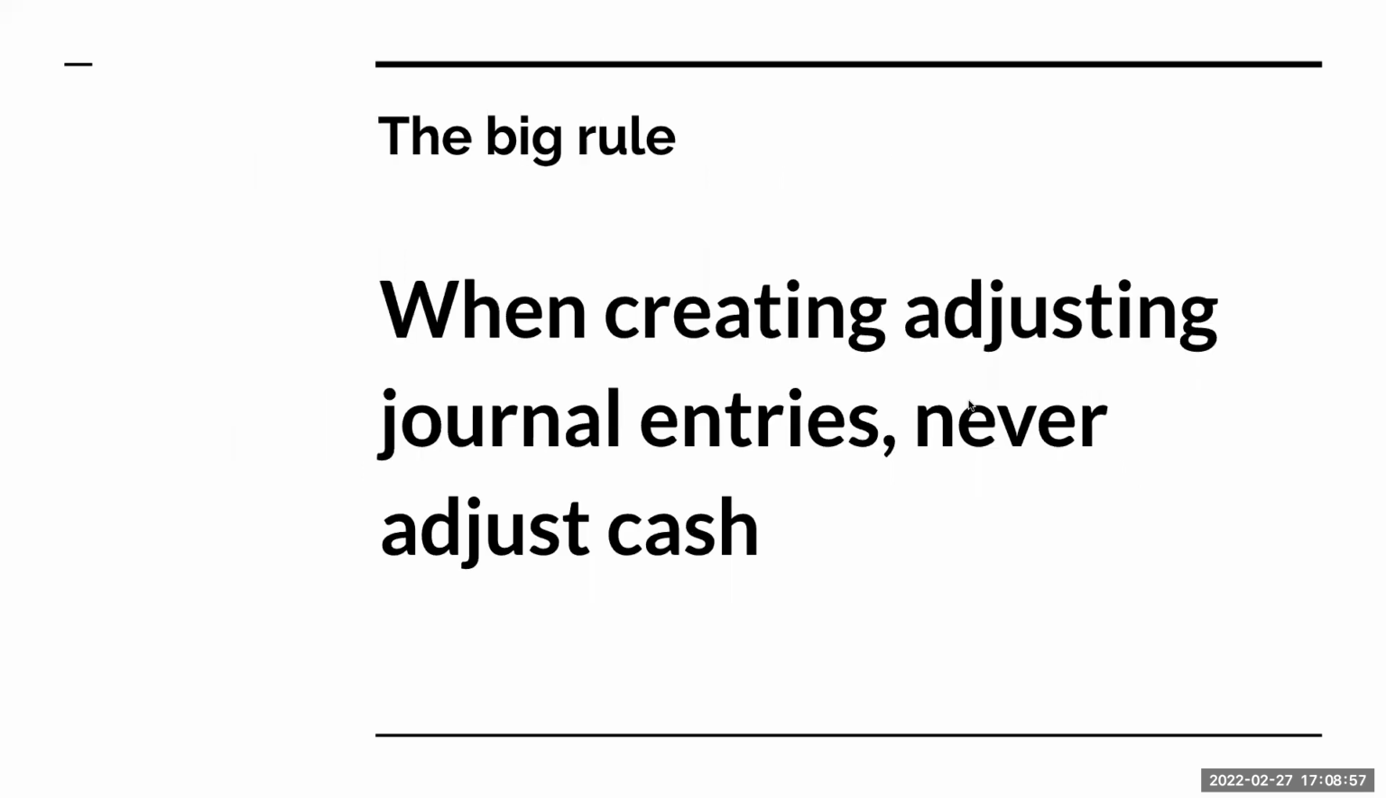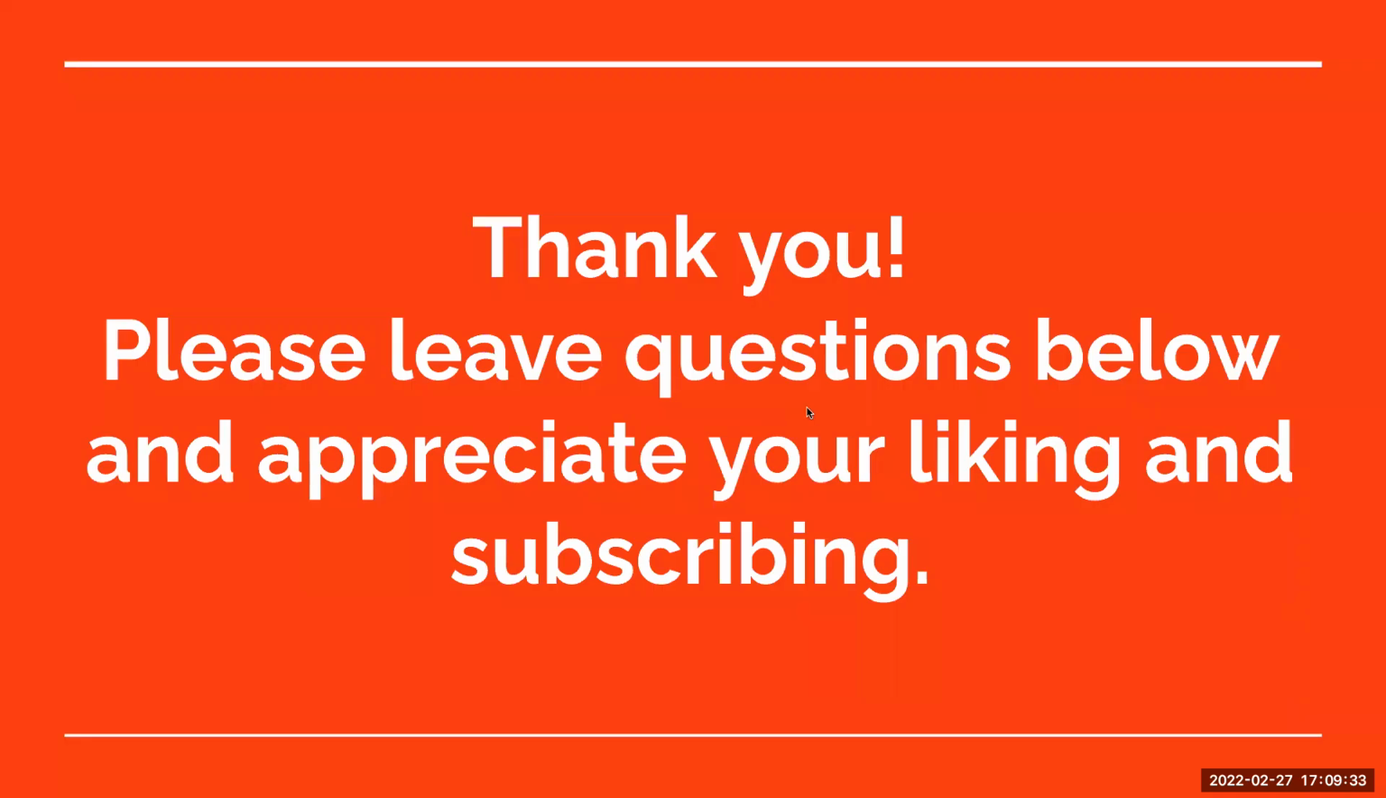Now, the big rule here is when we're doing adjusting journal entries, we never adjust cash. We're just going through and adjusting our expenses, our revenues, our assets, and liabilities, but we are never going to adjust cash. It doesn't need adjustment. Rather, what we're really doing is saying, are the revenues or expenses correct? By doing that, we're not automatically going to be creating cash out of thin air, although that would be very nice. But when we're creating adjusting journal entries, we're never going to adjust cash. So those are the general rules for recording adjusting journal entries.